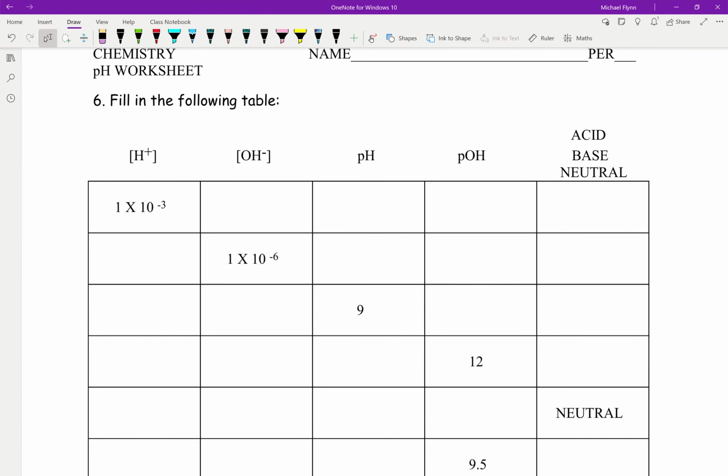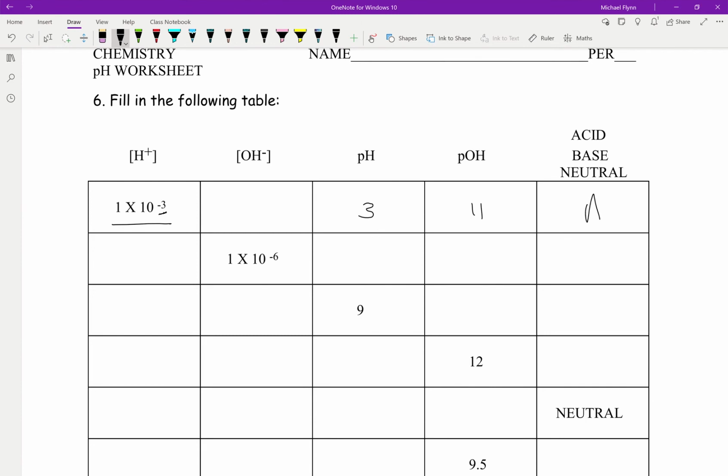So if your hydrogen is 1 times 10 to the negative 3, that would have a pH of 3 and a pOH of 11. How did I get that so fast? Well, because of an even power of 10, right? And so all I have to do is look at the exponent. The pH tells me what the exponent is. I just make it positive, 3. And then they add to 14, so 3 plus 11 is 14.